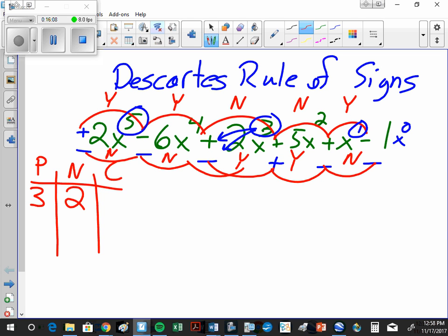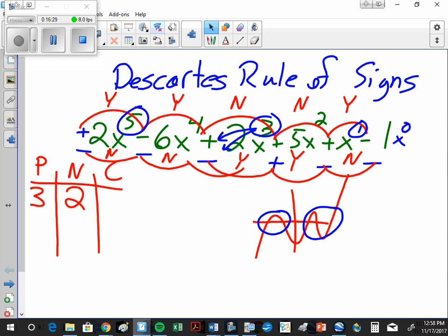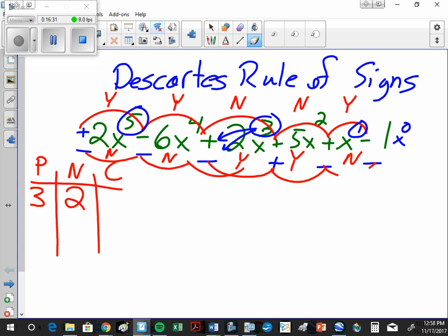So here's what the graph looks like. It's going to look something like this, right? We end up with 3 positives and 2 negatives. Okay? But does it have to hit 5 times? No. In fact, you might end up with something like this.